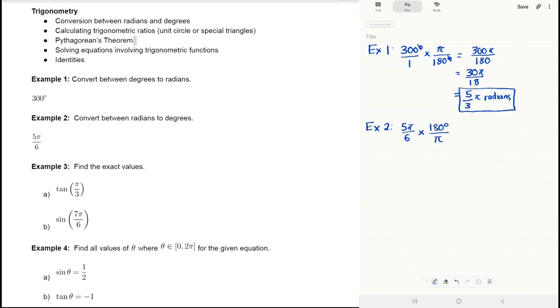So now let's simplify our fractions. We know that the pi's will cancel, and 180 divided by 6 is going to be equal to 30. So we have 5 times 30 degrees, which is 150 degrees.